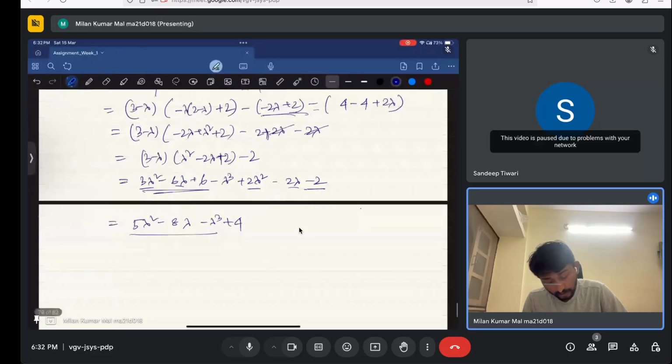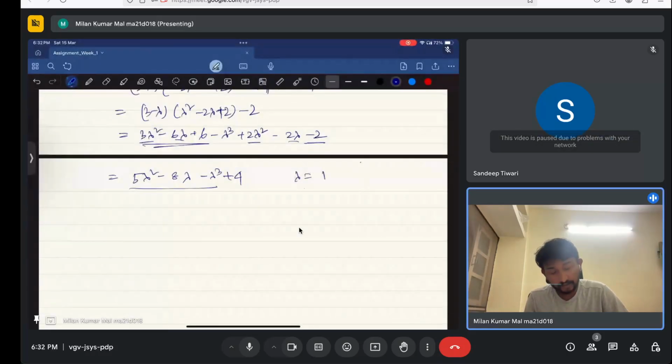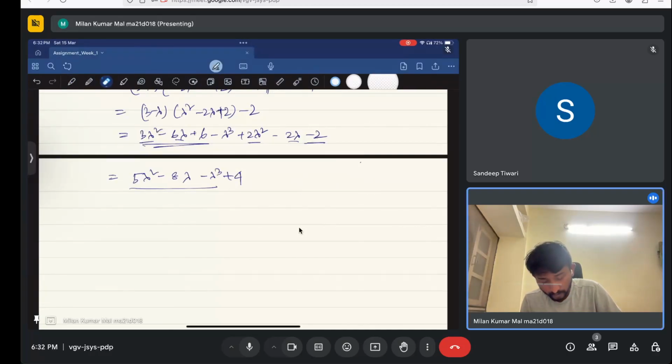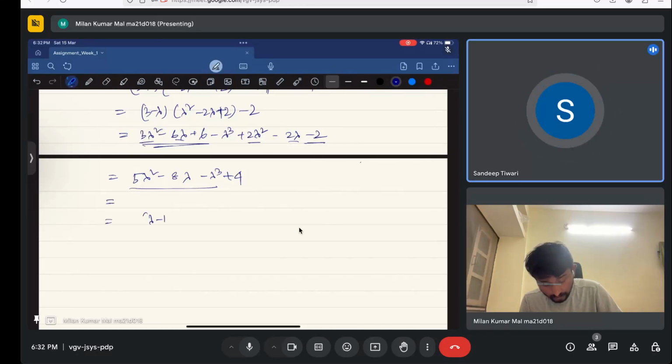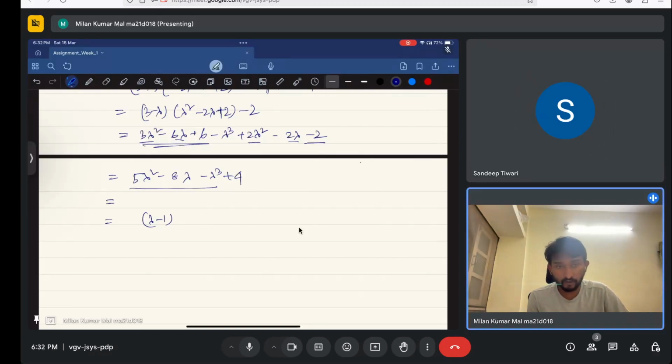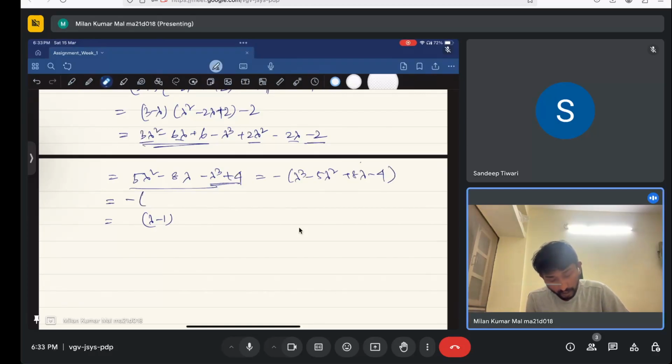So lambda equals to 1, if I replace lambda by 1, then 5 minus 8 minus 1 plus 4 equals 0. Yeah, lambda equals to 1 will be a factor. So let's factorize it. Lambda minus 1. 4 is not an eigenvalue, sir. Yes, 4 is not an eigenvalue of the matrix. 1 is an eigenvalue; I'm just talking about 1 because it is satisfied by 1. So one can write lambda cube minus 5 lambda square plus 8 lambda minus 4. So lambda equals to 1 is an eigenvalue.